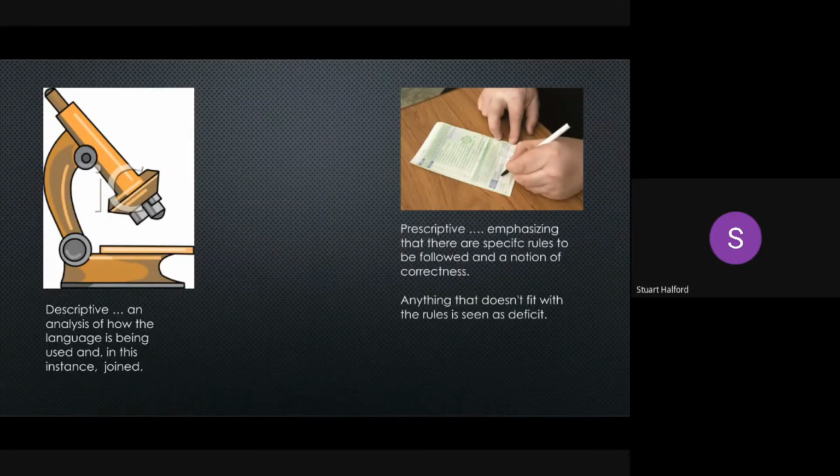A prescriptive approach is a little bit more subjective. It takes the approach that there are specific rules that have to be followed, and underlying that is this notion of correctness, and anything that doesn't fit in with the rules or what's perceived as being correct is seen as in some way deficit to the standard. And we'll see that we don't want to really take that approach in A-level language or linguistics. We want to be more on the descriptive side.